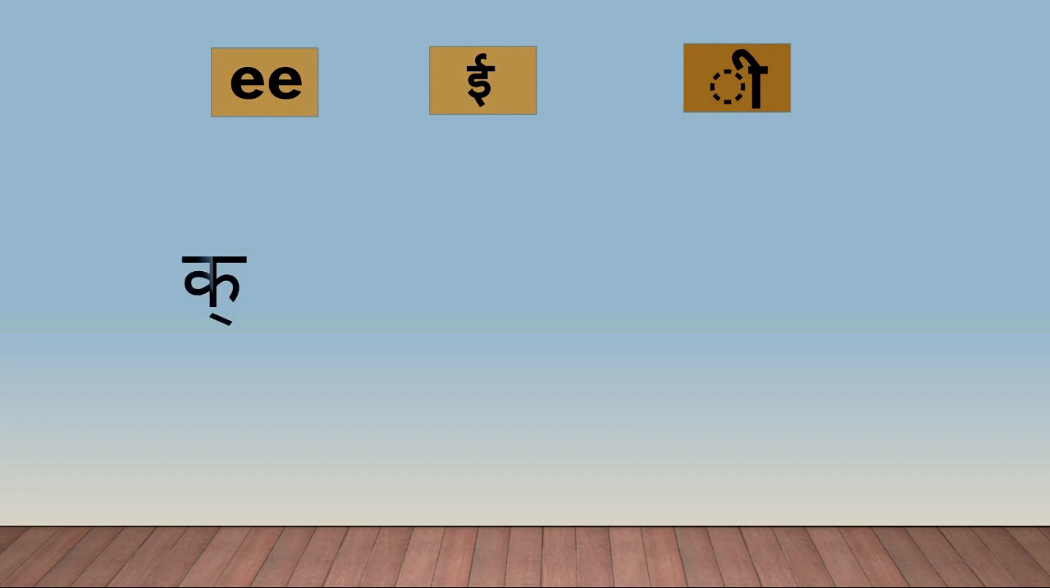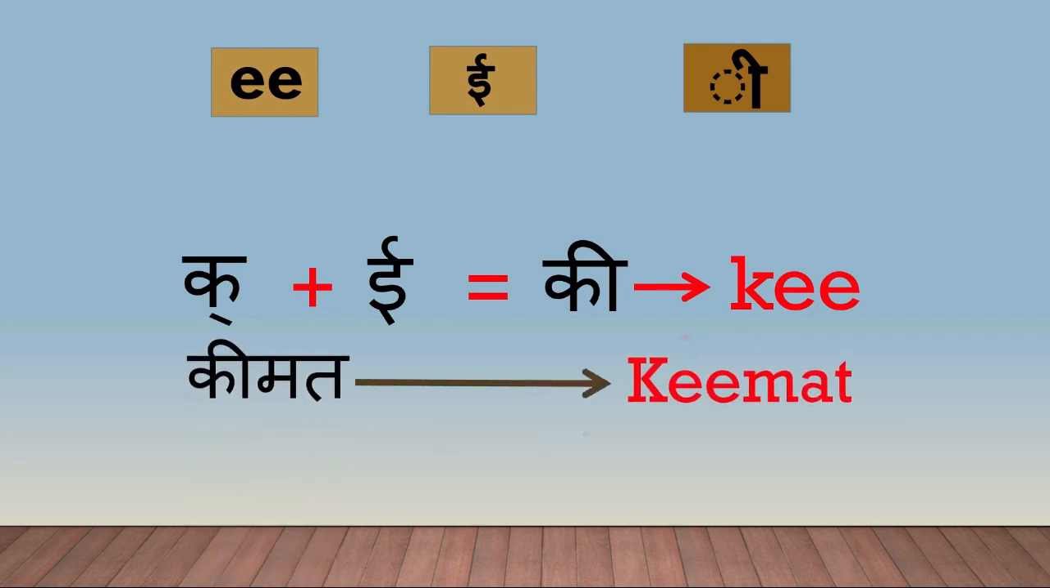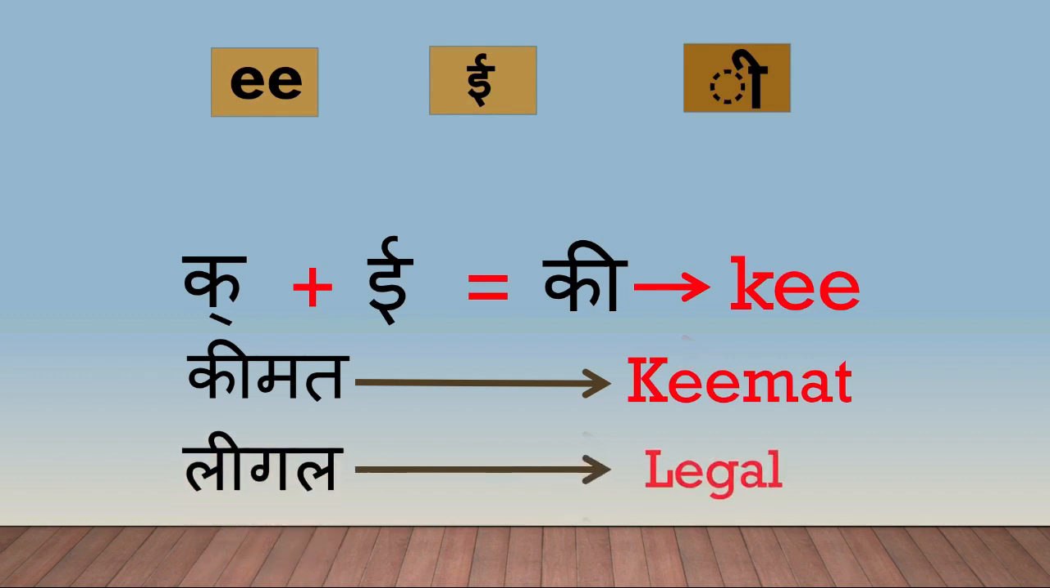Next sound is long E with the sign of E ki matra. Ka plus E. It gives a sound of kee. In English, it's K-double-E, kee. As a word we pronounce as कीमत. In English, it's K-double-E-M-A-T, कीमत. Next, legal. In English, it's L-E-G-A-L, legal.